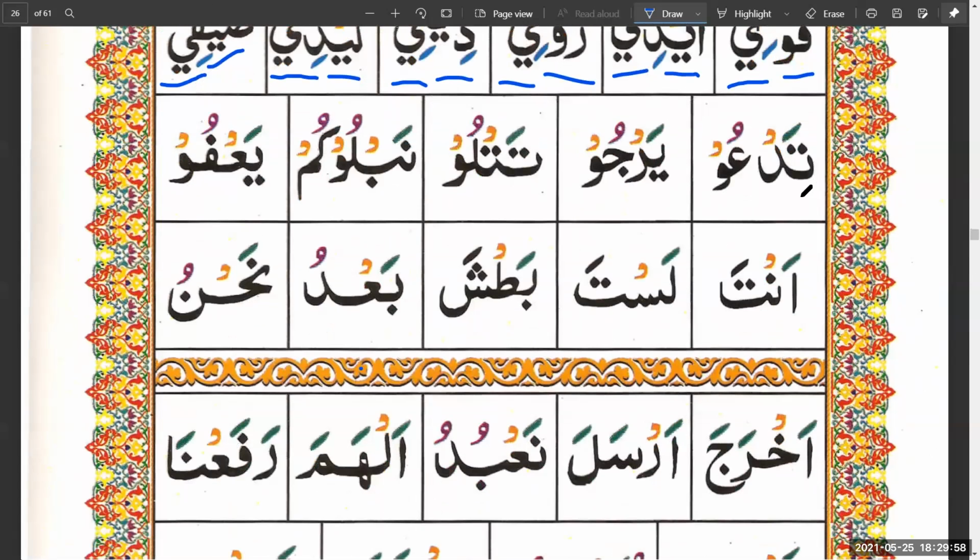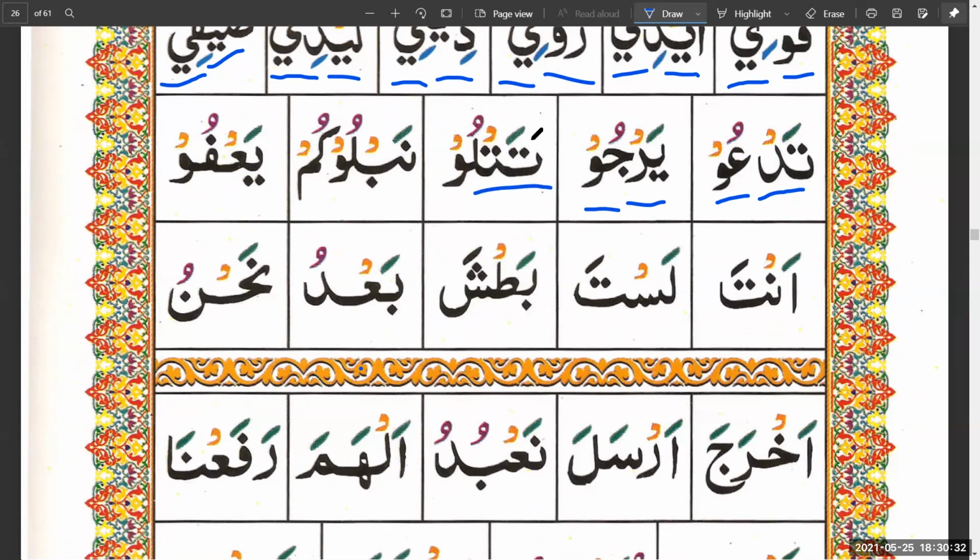Next line, we have da with a fatha, dal with a sukoon, dad. Then we have ain with a dhamma and wow with a sukoon, ru, dad, ru. Next one, we have ya with a fatha, ra with a sukoon, yar. Then jim with a dhamma, wa with a sukoon, ju, yar, ju.